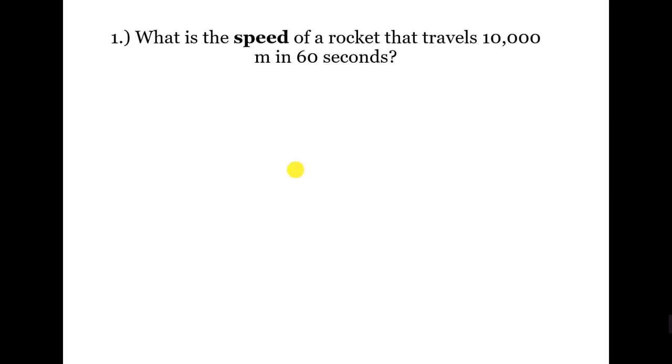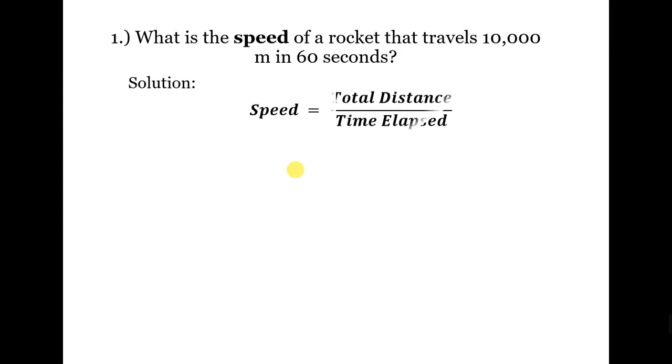Problem number 1. What is the speed of a rocket that travels 10,000 meters in 60 seconds? As you can see, the problem here is the speed of the rocket. Now let us proceed to the solution. Let me present first the formula for the speed. Speed is equal to the total distance over time elapsed.